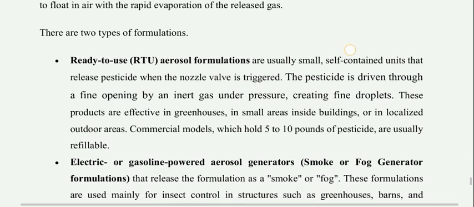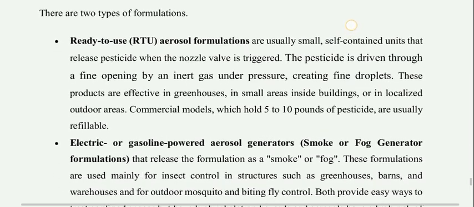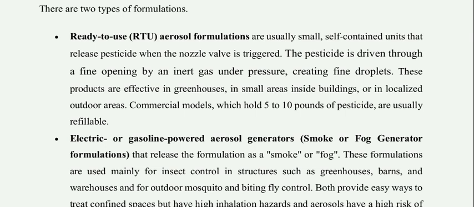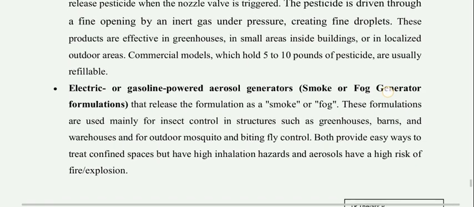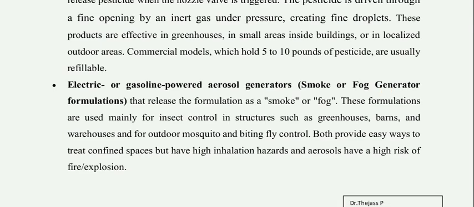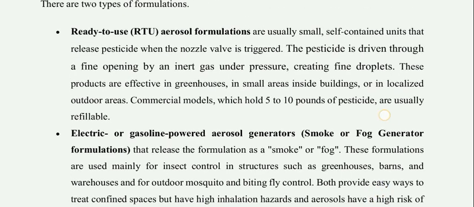There are two types of formulations. Ready to use aerosol formulations are usually small, self contained units that release pesticide when the nozzle valve is triggered. The pesticide is driven through a fine opening by an inert gas under pressure, creating fine droplets. These products are effective in greenhouses and small areas, inside buildings or in localized outdoor areas. Commercial models which hold 5 to 10 pounds of pesticide are usually refillable. The second type is electric or gasoline powered aerosol generators, smoke or fog generating formulations. First one, ready to use aerosol formulations.